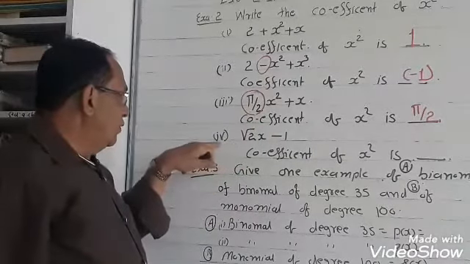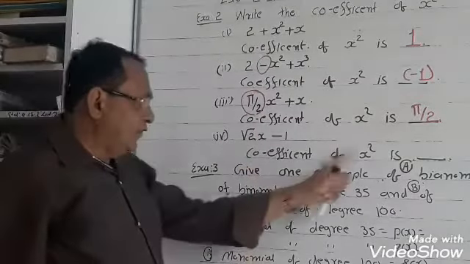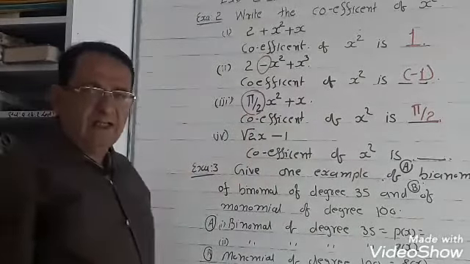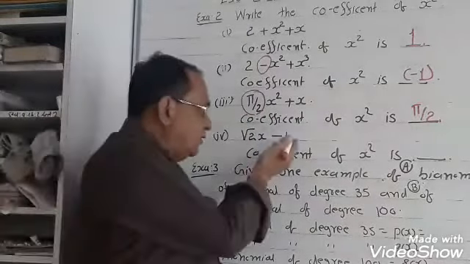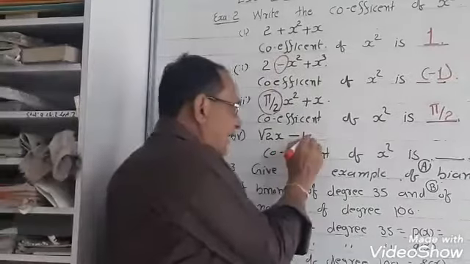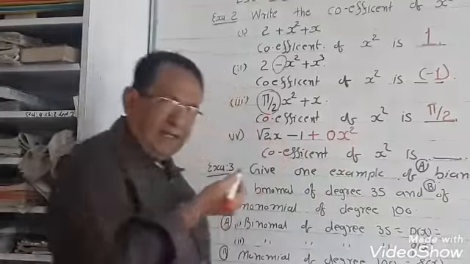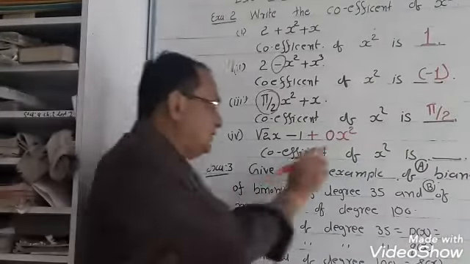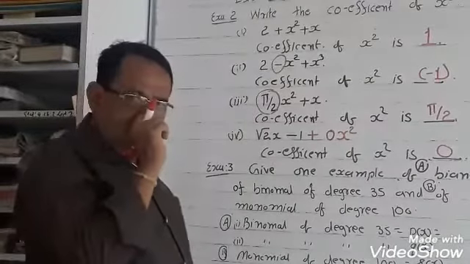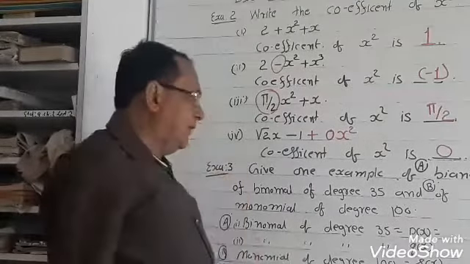Okay. Now example number 4. Root 2 x minus 1. Coefficient of x square. Where is the term of x square? It does not exist. The term with x square is not there. Then what is the coefficient? So I will write like this also: 0x square. 0 multiplied by anything is equal to 0. So coefficient of x square is equal to 0. Got it? Right.